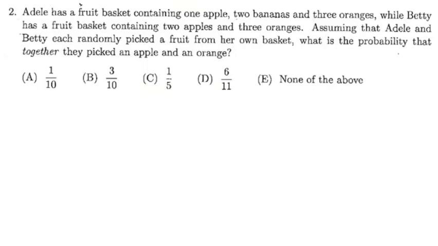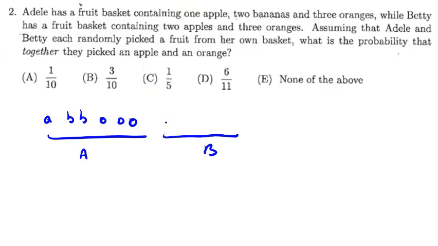Okay, problem number 2. Adele has a fruit basket containing 1 apple, 2 bananas, and 3 oranges. Betty has a fruit basket containing 2 apples and 3 oranges. Assuming that Adele and Betty each randomly picked a fruit from her own basket, what is the probability that together they picked an apple and an orange?